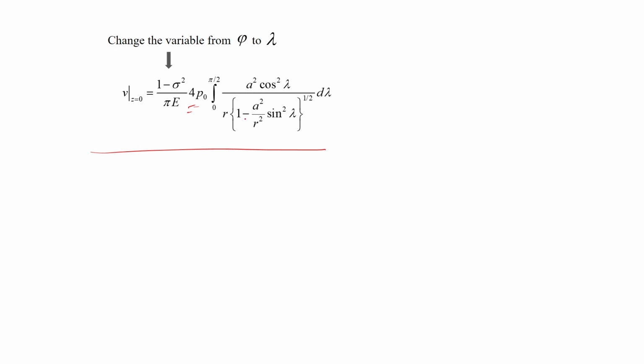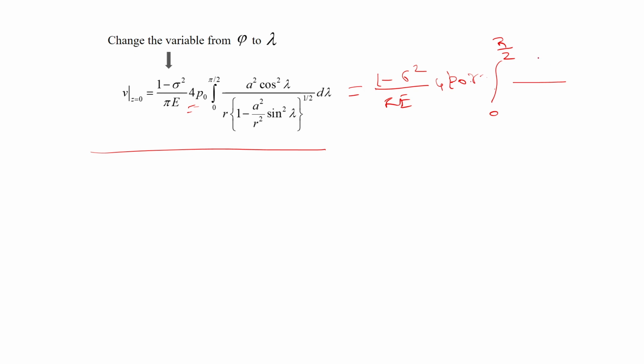in which we have got this a square with cos square lambda, can be further written as 1 minus sigma square by pi e and 4 p 0. This can come outside the integral sign, this a square by r, actually we will write it as a square by r square. So, here I will write it as p 0 into r, and here 0 to pi by 2, and this is a square by r square cos square lambda.